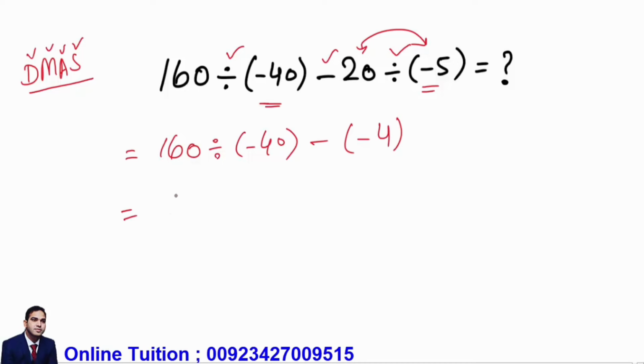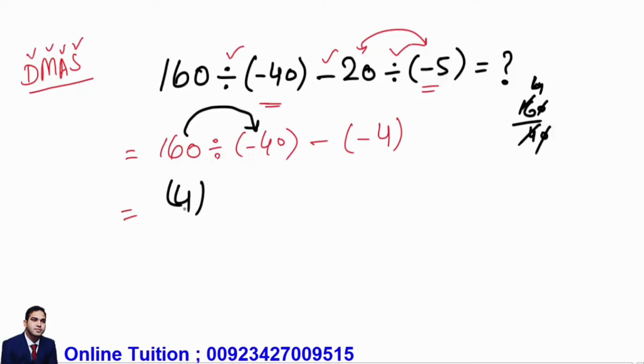Now, the same rule you can apply on this question. 160 divided by 40. This is 0, 0, 4 fours are 16, 4 fours are 16. Okay, this is 4, this is 4. The answer of these two values is 4.